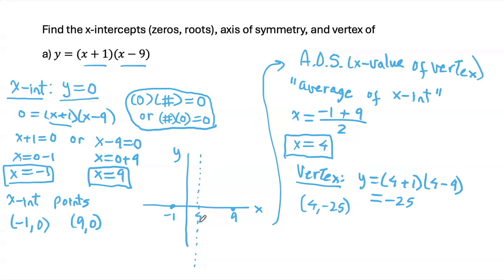Okay, so I'll do that. Let's say -25 is somewhere down here. And there's our parabola. So factored form can quickly help you find the x-intercepts, and the average of your x-intercepts is your axis of symmetry. You plug in x equals 4 into the equation to get the y value of the vertex, which will be at -25. And there you have it.